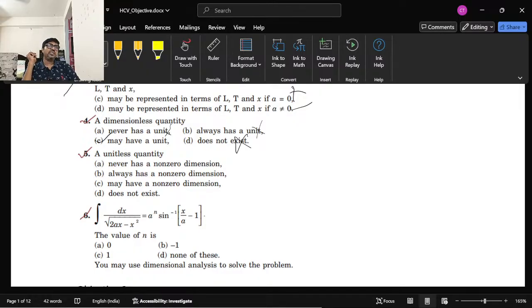So, "a unitless quantity never has a non-zero dimension", "always has a non-zero dimension", "may have a non-zero dimension", "does not exist". "Does not exist" is wrong; there are unitless quantities, definitely. "Always has a non-zero dimension" is also wrong. Obviously no, at least we are seeing that refractive index and specific gravity have no dimensions and no units. "May have a non-zero dimension" is in doubt. That's what we have here.